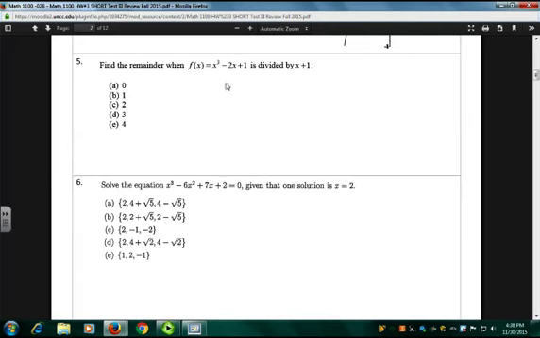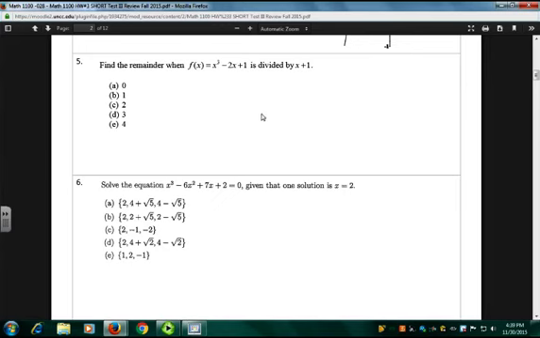Here's one. What's the remainder if I take this polynomial and divide by x plus 1? There are 3 ways you can do this problem. You can do long division and see what the remainder is. You could do synthetic division and see what the remainder is. The only reason you get to do synthetic division is because of what you're dividing by: x plus 1. What does that make the C value have to be? Negative 1. You can use negative 1 and do synthetic division in this.